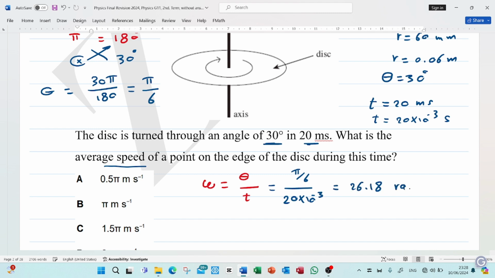26.18 radian per second. We need the speed. So the speed v equals omega r. Omega is 26.18 multiply r, 0.06. The answer is half pi meter per second. Then the correct answer is half pi meter per second.